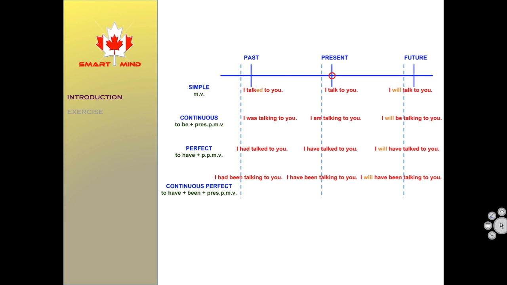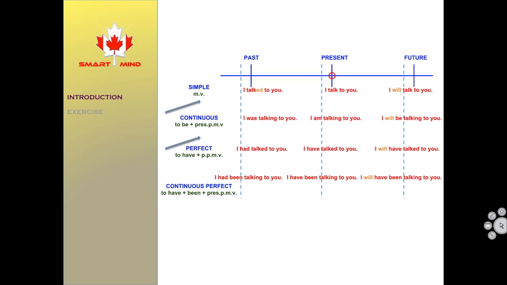Here we have the same table of times and modes. We use the verb to talk. We have the examples here, and this is to show which verb varies when we have to conjugate. In the simple mode, we have in the past, I talked to you. In the present, I talk to you. In the future, I will talk to you. So it varies only the main verb.